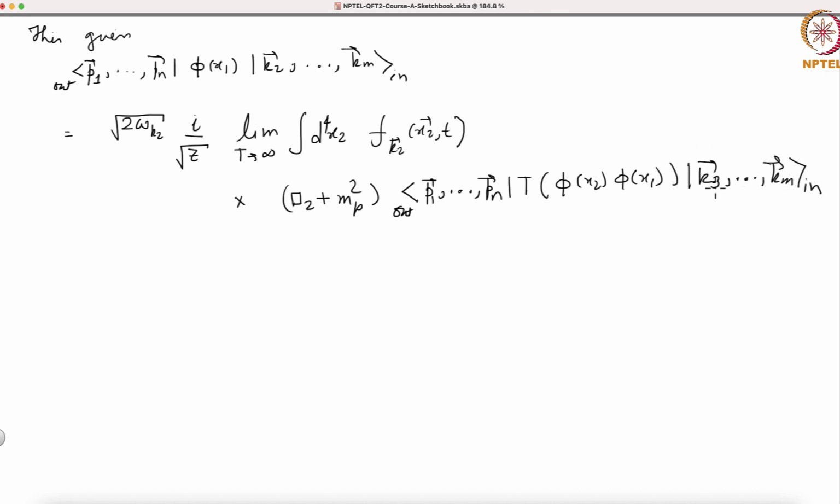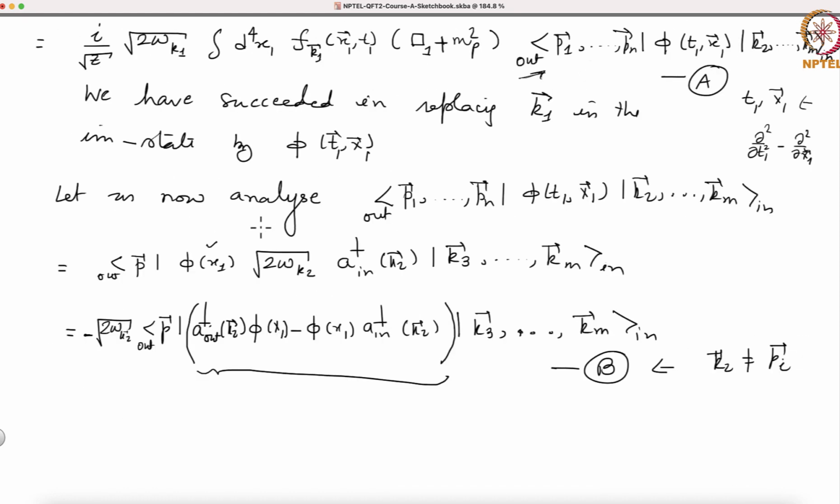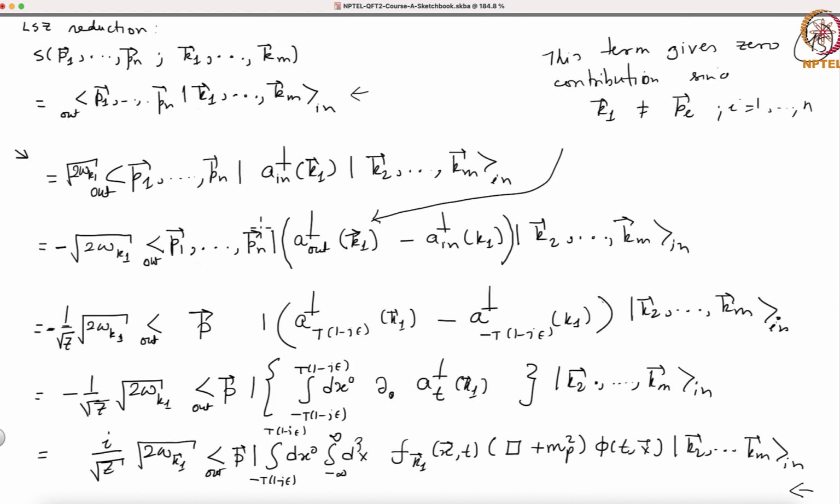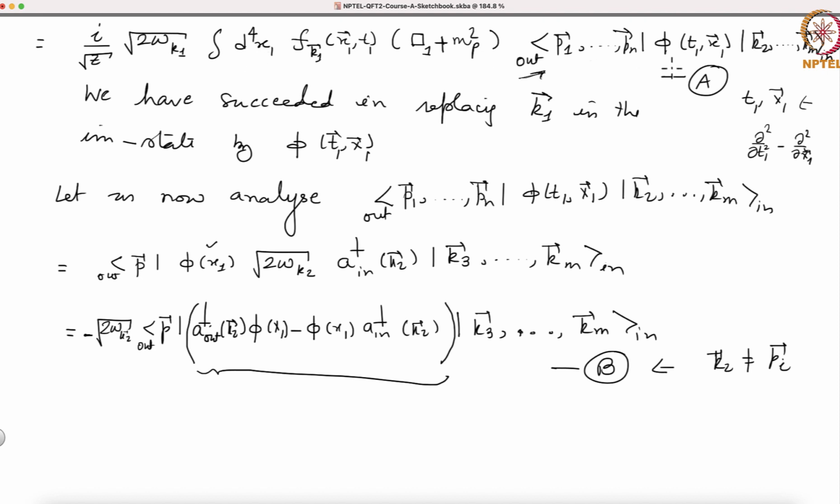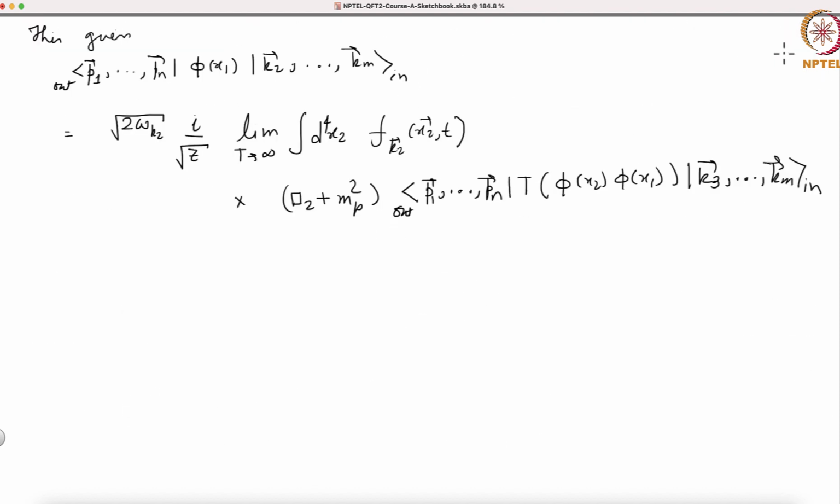okay. So I have now, from k3 to km, I have gotten rid of k1 and k2, and instead of those I have got two fields here which are a time order product, and then these operators. So now I will take this and put it back into this expression here, expression A, and that is what I am going to do now.